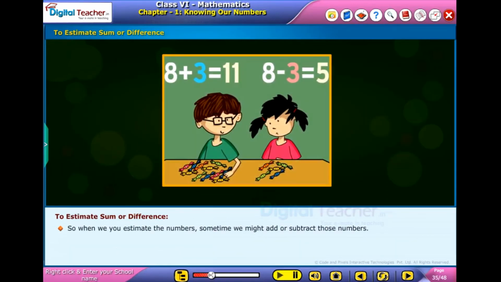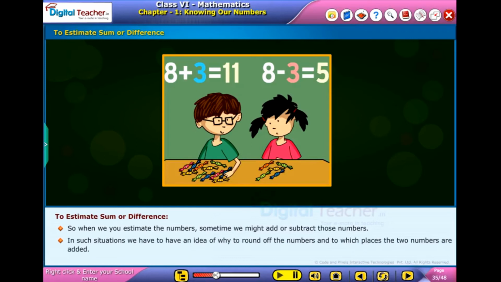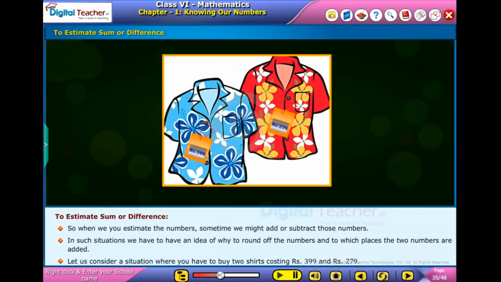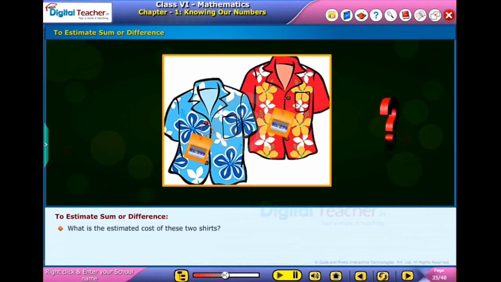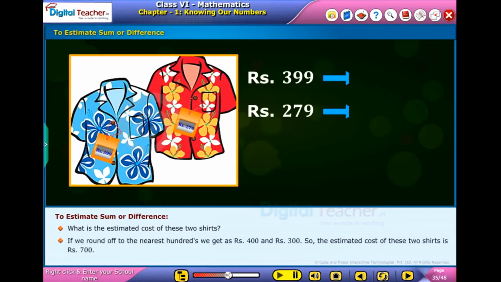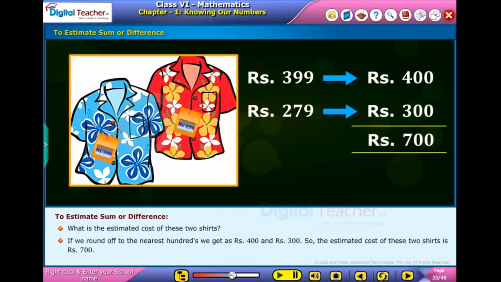So when you estimate the numbers, sometimes we might add or subtract those numbers. In such situations, we have to have an idea of why to round off the numbers and to which places the two numbers are added. Let us consider a situation where you have to buy two shirts costing rupees 399 and rupees 279. What is the estimated cost of these two shirts? If we round off to the nearest hundreds, we get rupees 400 and rupees 300. So, the estimated cost of these two shirts is rupees 700.